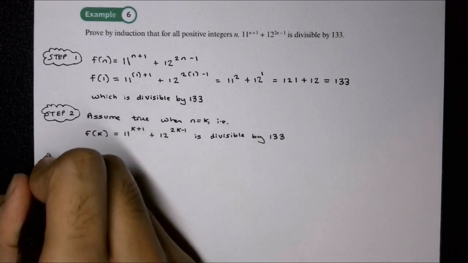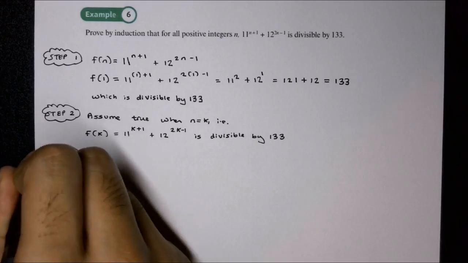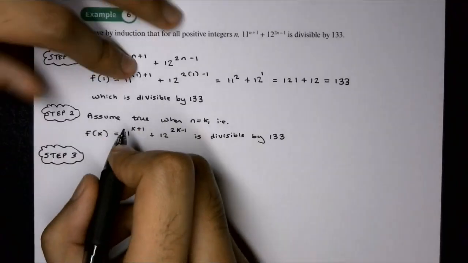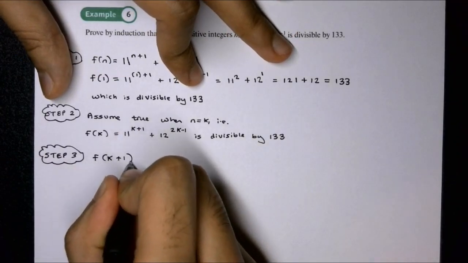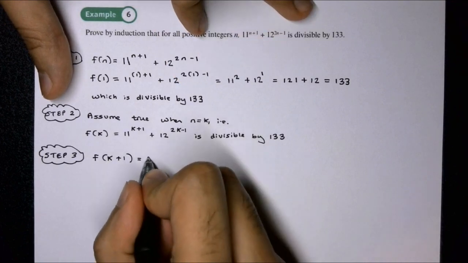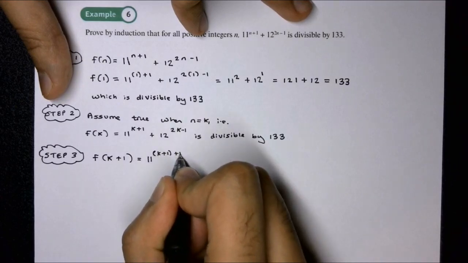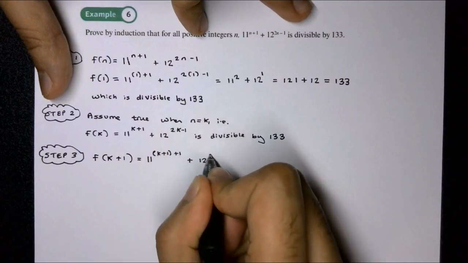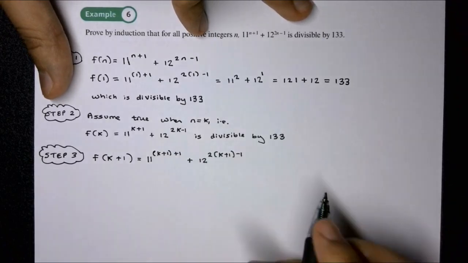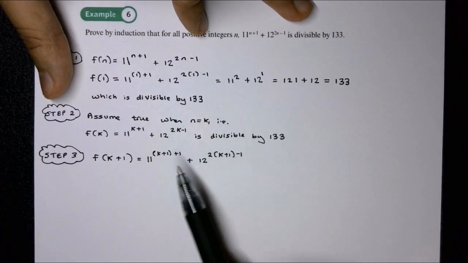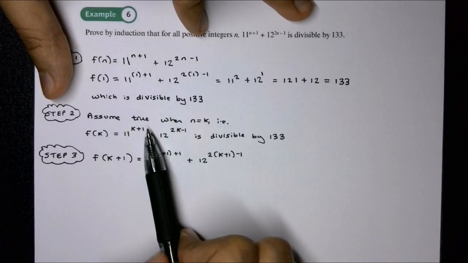For our third step, we will see what happens when n is equal to k plus 1. So if we work out f of k plus 1, we have over here 11 to the power of k plus 1 plus 1 plus 12 to the power of 2 lots of k plus 1 minus 1. And our goal over here is to make this line over here, first of all, similar to what we have over here in our assumption step.